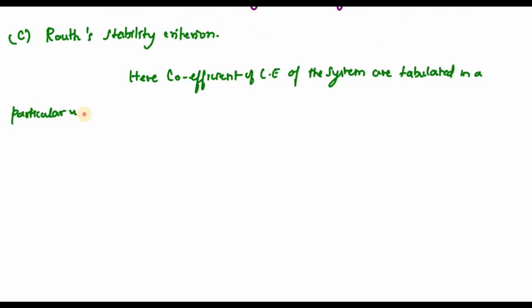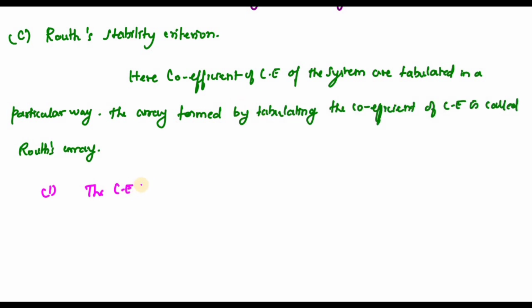Next, let me discuss the Routh's stability criterion. Here, the coefficients of the characteristic equation of the system are tabulated in a particular way. The array is formed by tabulating the coefficients of the characteristic equation. It is called the Routh array or Routh table.